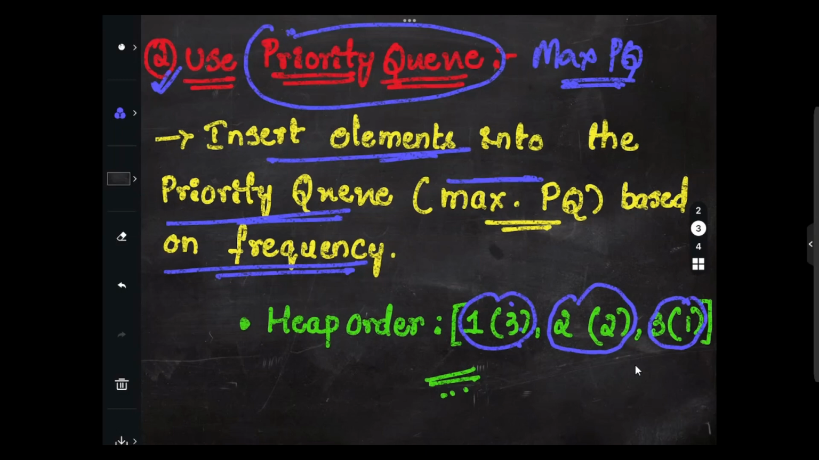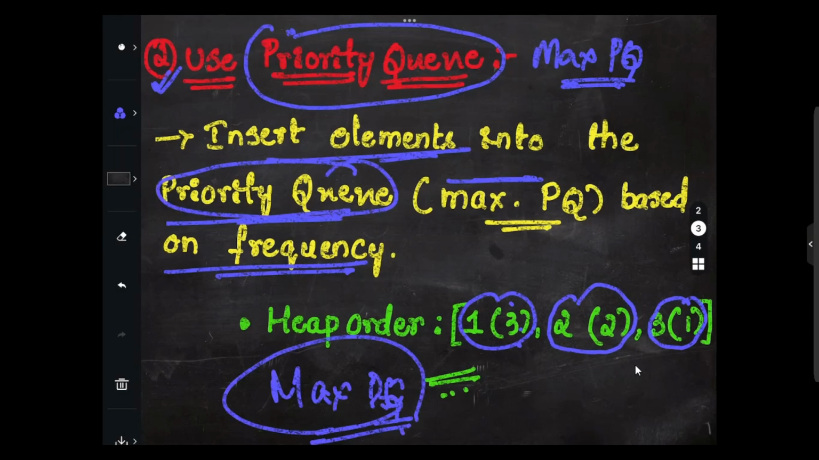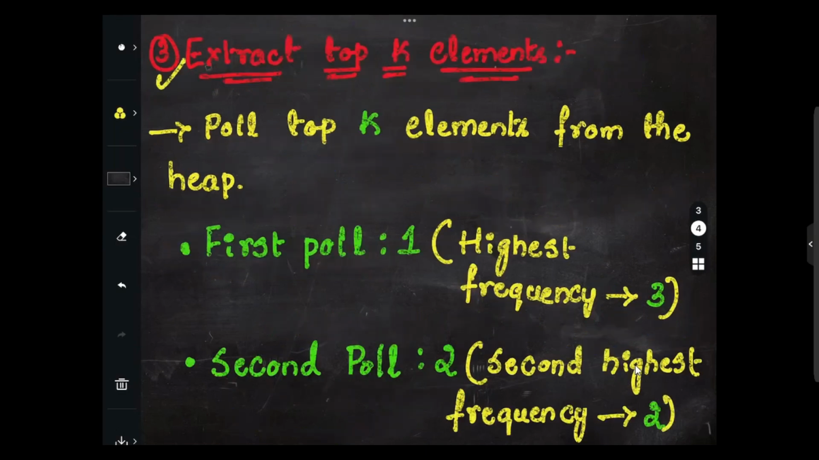So based on the frequency count, we are inserting the elements into the priority queue, nothing but max PQ, right? Max priority queue or max heap. You can consider max priority queue. Easy to understand, right? That was the second step. Let's move on with the third step here.